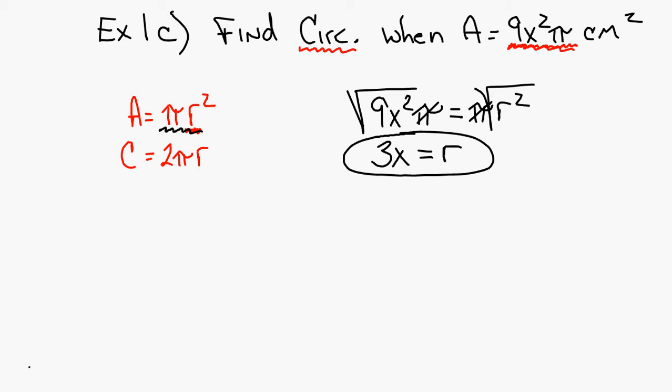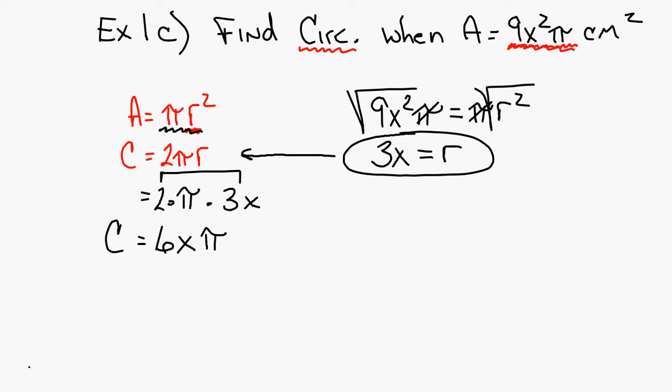So now that you know your radius, you can go over here and substitute. They're asking for circumference. The circumference formula is 2 times pi times the radius, which in this case is 3x. So you can multiply these two right here, the 2 times the 3x. So the circumference is going to be equal to 6x pi. And that would be centimeters.